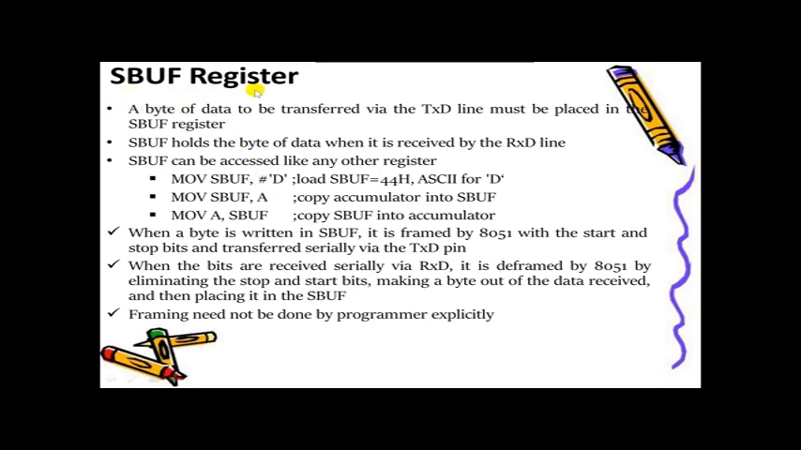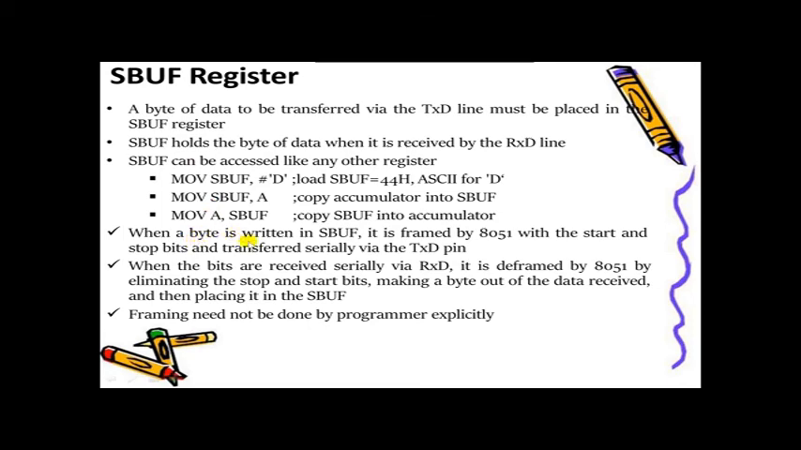Now the SBUF register. A byte of data to be transferred via the transmit line must be placed in the SBUF register. SBUF is one of the registers in 8051 used for serial communication. It will hold a byte of data, that is 8 bits, when it is received by the receive line. It can be accessed like any other register. MOV SBUF, #'D' will load 44H, the ASCII value of D, to SBUF. MOV SBUF, A means the content of the accumulator is copied into SBUF. MOV A, SBUF copies the content of SBUF into the accumulator. These are some examples of how we can use it.